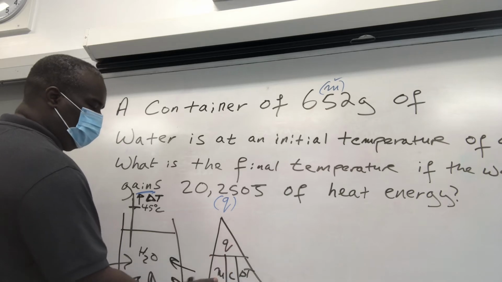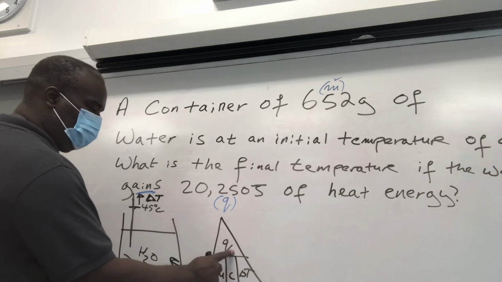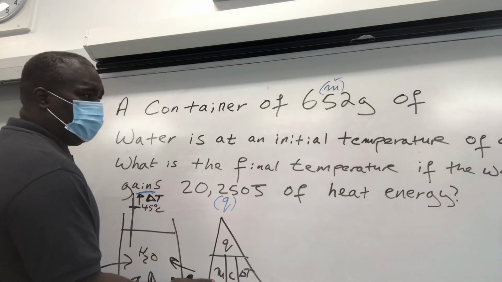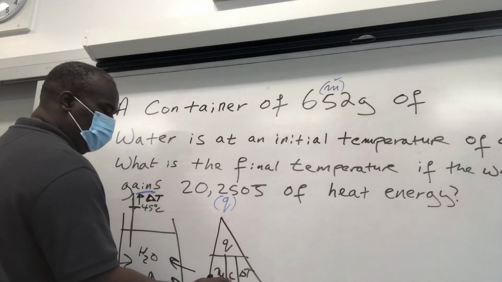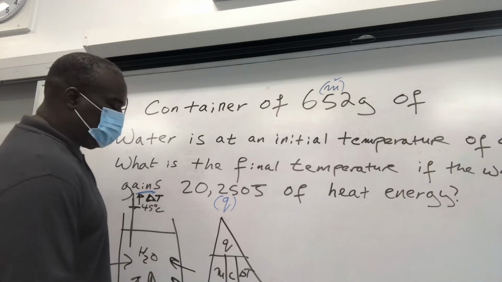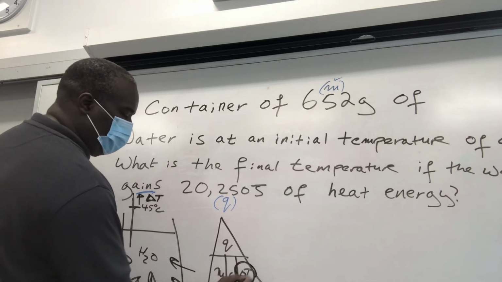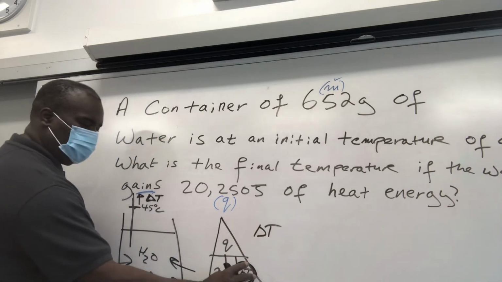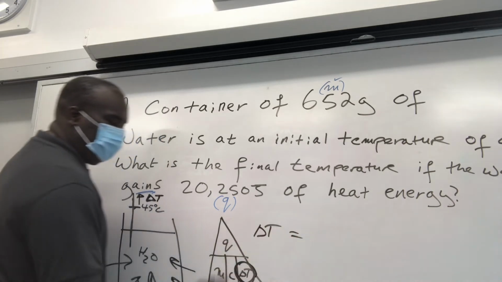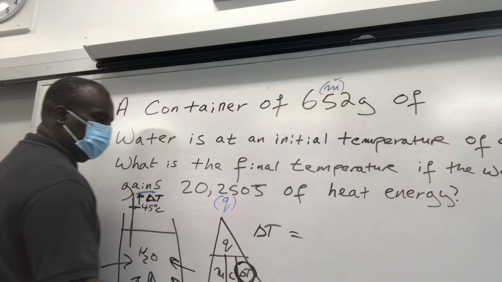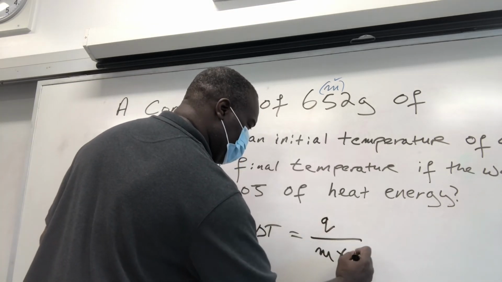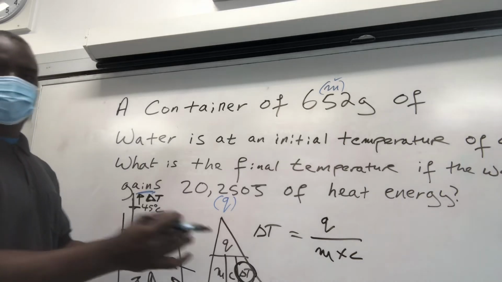All right, so Q is equal to MC delta T. We know Q, we know M, we know C. We know Q is 20,250. We know mass is 652. We know C for water is on our reference table. We are trying to find this guy right here. How do we find it? Delta T is equal to what? Q over M times C. And you plug your values in.